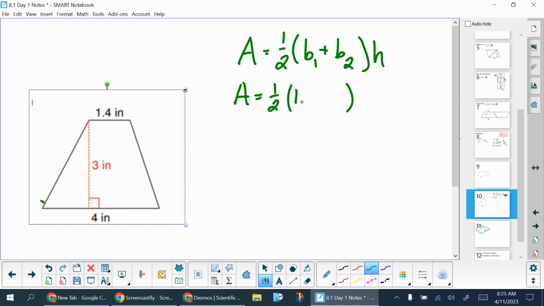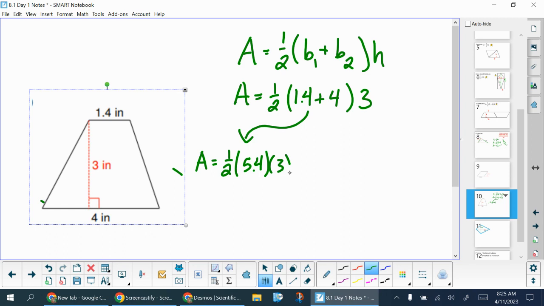And then start plugging things in. So I know the area is equal to 1/2. My two bases, does not matter what order. 1.4 plus 4 is the only plus in an area formula, times 3. I can do as much or as little of this simplifying as I want. I could literally go ahead and just do all the simplifying myself. So 1/2 times 5.4 times 3. I could go and multiply all that stuff out, or I could just rely on Desmos.